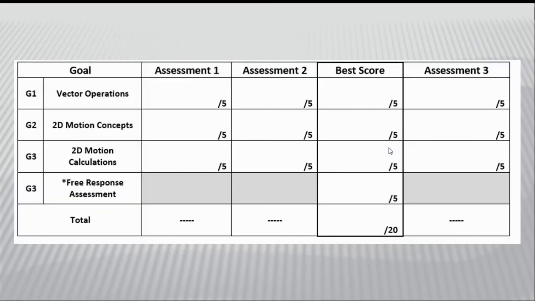So this is the typical breakdown of a unit. You can see that we have goal 1, goal 2, goal 3, vectors, 2D motion calculations. You're going to have two assessments of each, and you could record your best score. And if you don't like that best score, then you can talk to me about taking a 3rd try. And then, of course, the free response, there's only 1 score listed because that will be only a one and done assessment.